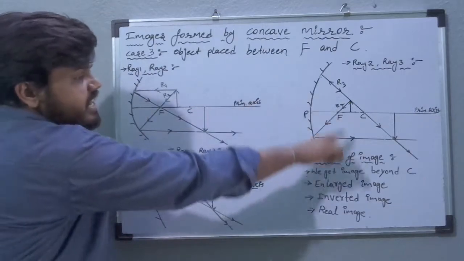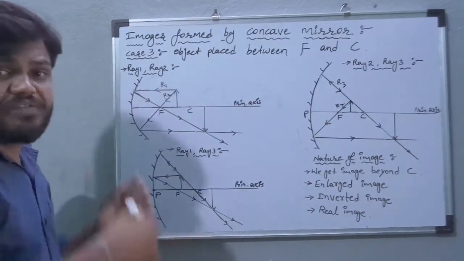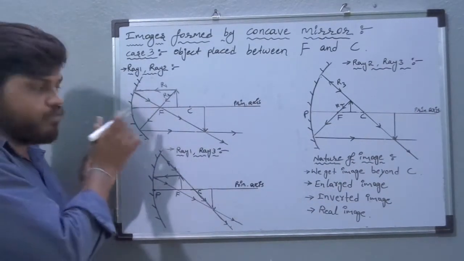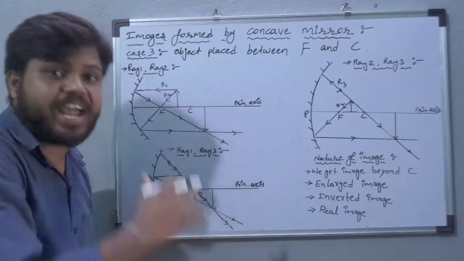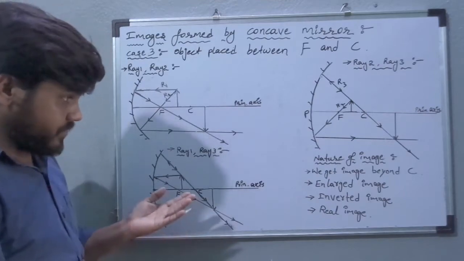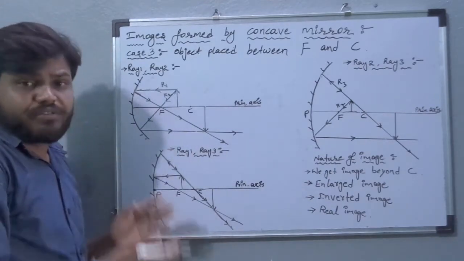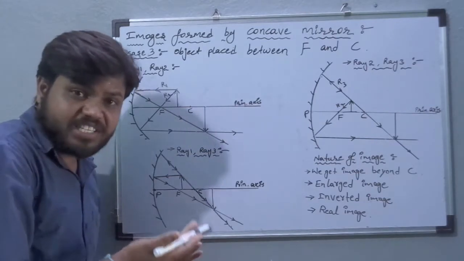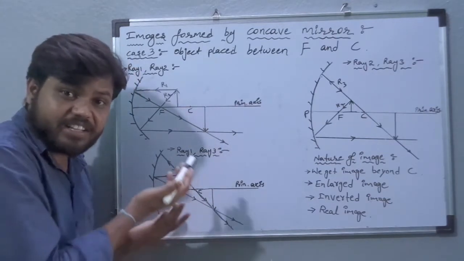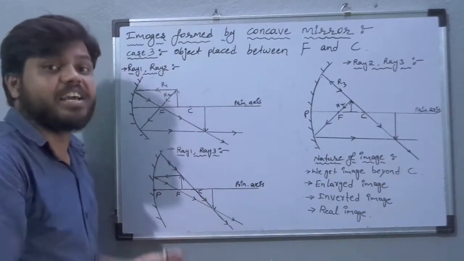From these three diagrams, we can say if we place the object between the focal point and center of curvature, we get the image behind C, and the nature of the image is that we get an enlarged image, and the image is inverted. We are getting that image on the screen, so it is a real image.